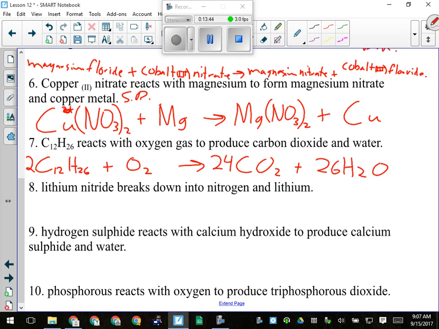Now I've got to look at how many oxygens I have on this side. So I've got 48 oxygens in the carbon dioxide, okay, plus another 26. Okay, so we're looking at what, 74? No, 72. Yeah. Okay, so that means 36 here. 36 oxygens. Okay. Everybody all right with that? You got 74? 70. Okay.